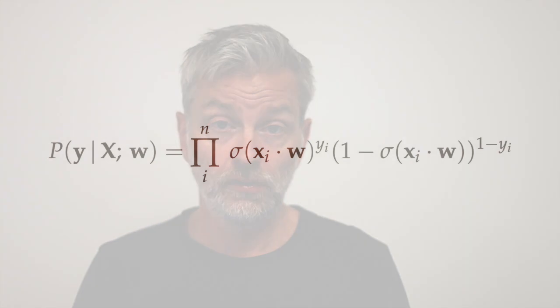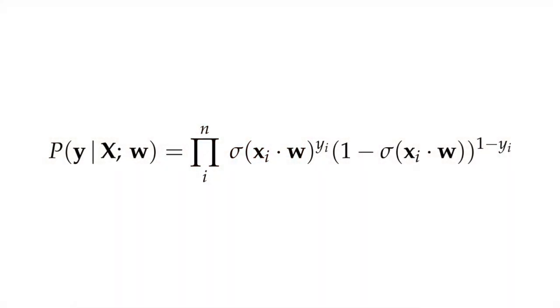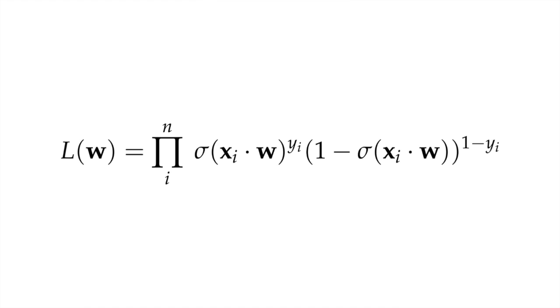As in the linear regression case, we're going to assume that all of the samples are independent. Consequently, the probability of the entire training set is just the product of the probabilities of all of the individual samples. Once again, this is the probability of y in terms of x and w, but x and y are both fixed. They are our training set, and so again, we can re-express this as a likelihood function that depends on w.